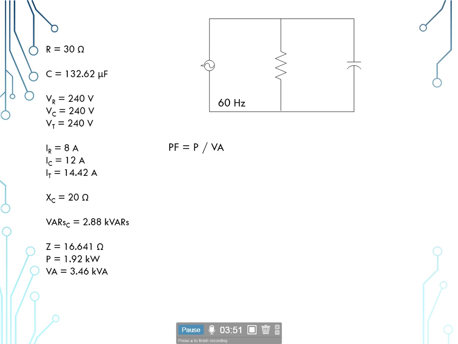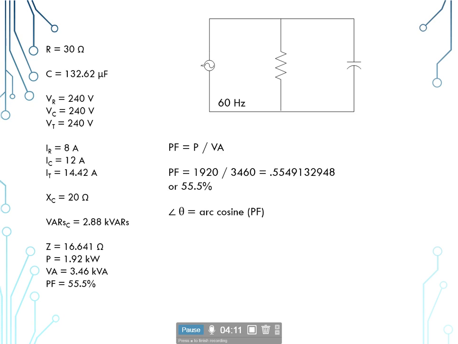So we'll take our 1.92 kW and we'll divide it by our apparent power of 3.46 kVA, but we'll put those in standard decimal first, and that'll give us 55.5% of a power factor. And then our angle theta is arc cosine of the power factor, and so cosine to the -1, plug your power factor in as a decimal point, and it'll give us 56.29 degrees.